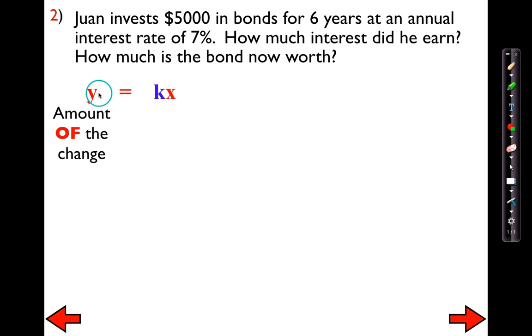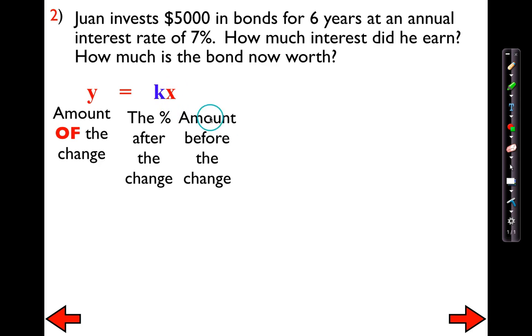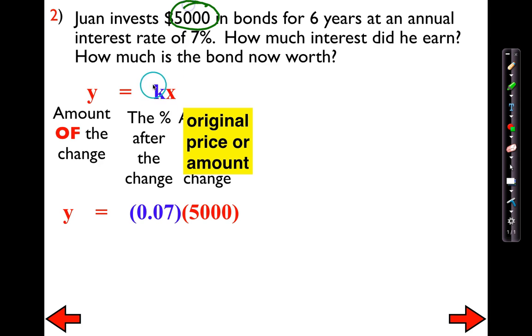Well, let's remember y represents the amount of change, y represents the percent after the change, and x represents the amount before the change. So x you can refer to as the original price or amount, which in this case was the $5,000. Then of course we know the percent of change is the 7% that was provided. So here I'm going to say y equals 0.07 times 5,000, which is 350. So what does this mean?